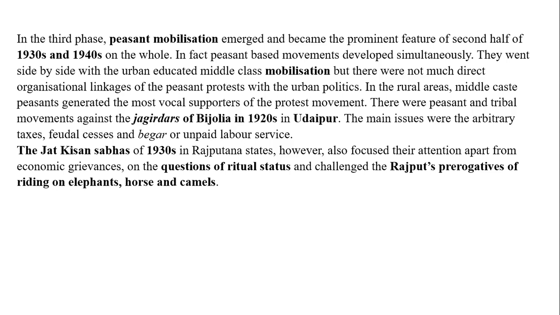However, I'm stating again that there was no direct connect between urban politics and peasant movements organizationally. But understand, the mobilization was happening at the very ground level, and when it happens at the ground level, the voices get all the more intense. The Jat Kisan Mahasabhas in the 1930s were not only challenging the princely states, or princely autocracy, but now they were challenging the ritual status, even the Rajputs' prerogatives of riding elephants, horses, and camels. So you can see that resentment is growing in the Rajputana states.